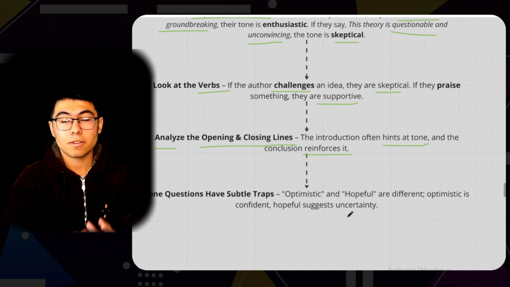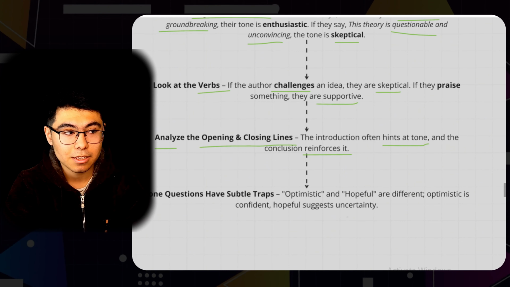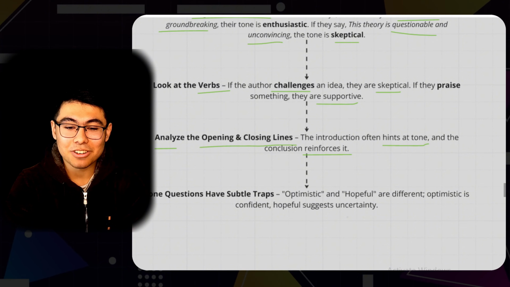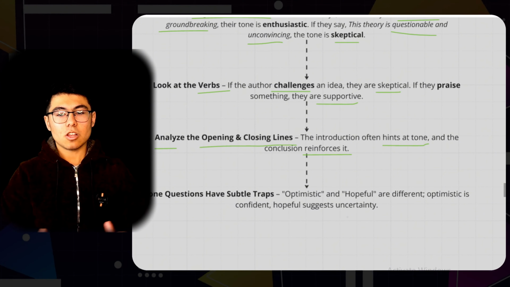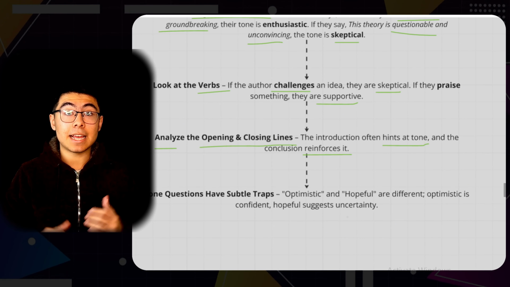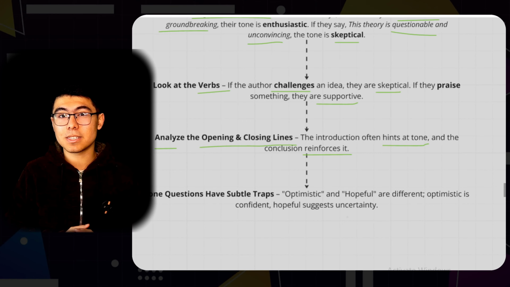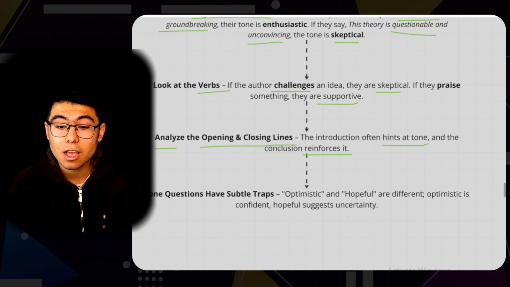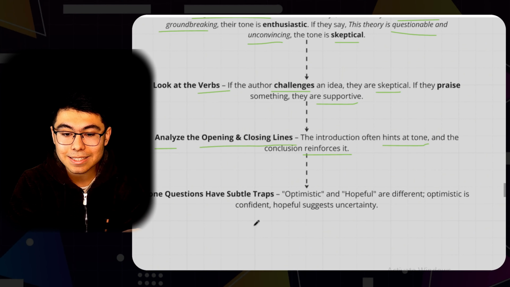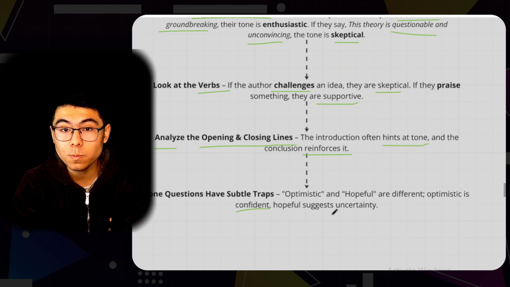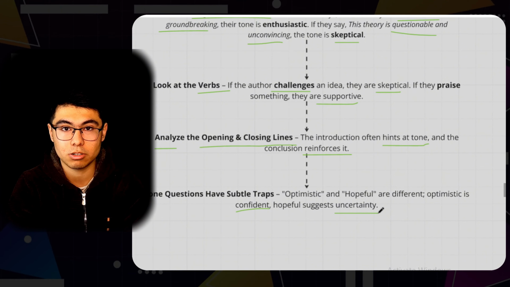There's also something final to know about tone and attitude that so many students get wrong, which is that tone questions have subtle traps. A lot of students think that optimistic and hopeful are the same thing, right? When you think about it, it kind of seems they're the same thing. But actually, they are completely different. Optimistic is confident, and hopeful suggests uncertainty. And that's an important thing you need to understand.